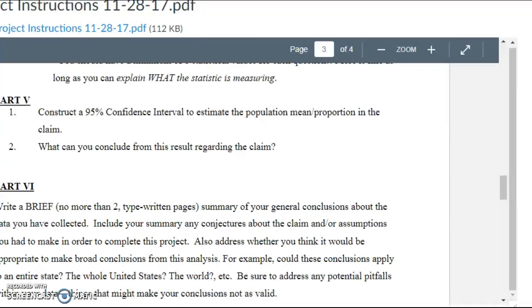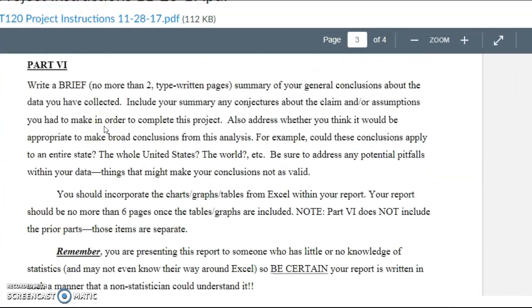For part 6, I want you to write a brief, no more than 2 typewritten pages, summary of your general conclusions. So on this, give me a summary. I chose as my claim that I wanted to know how much money people spent on groceries per week. I asked 100 people how much they spent on groceries each week. After I did that, I went through and calculated various statistics. This is some of the information I came up with.